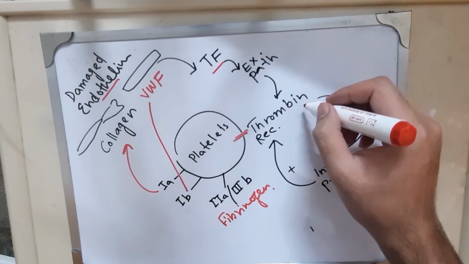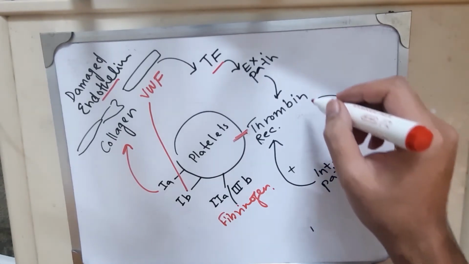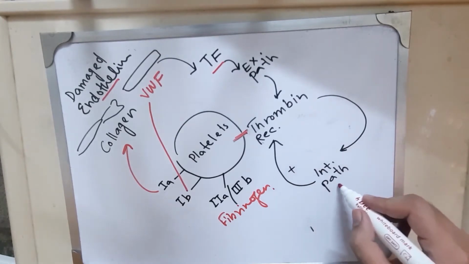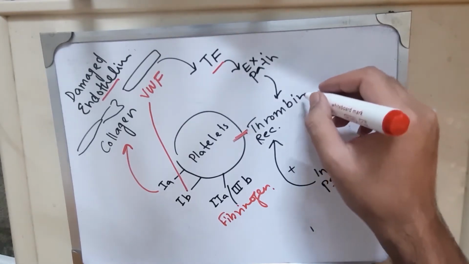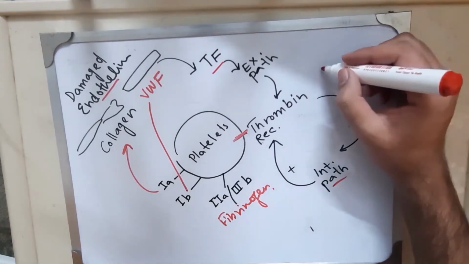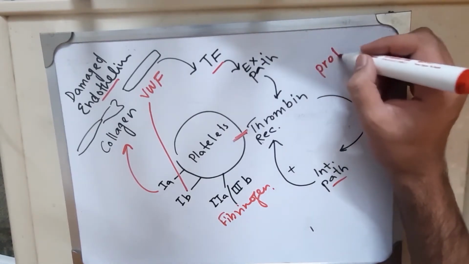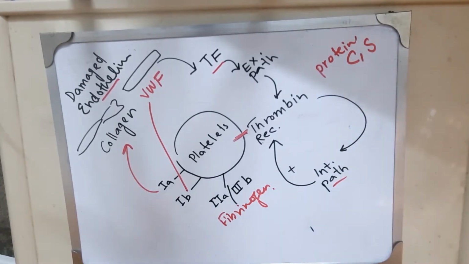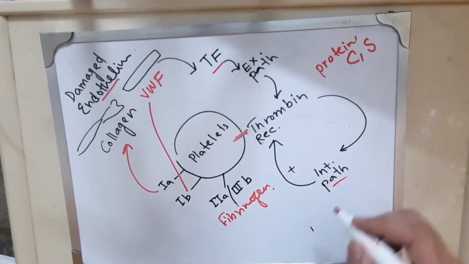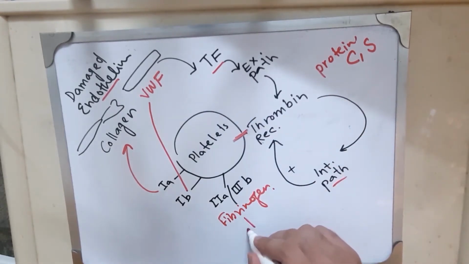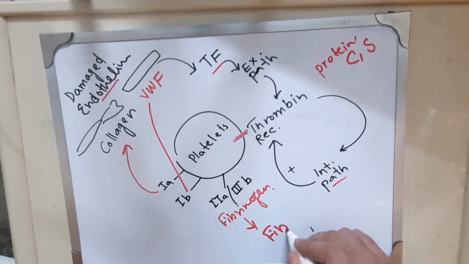This thrombin keeps on activating more prothrombin into thrombin through the intrinsic pathway. Thrombin is a key regulator in homeostasis because it also activates anticoagulant proteins C and S. These clotting pathways activate fibrinogen and help in the formation of a fibrin clot.